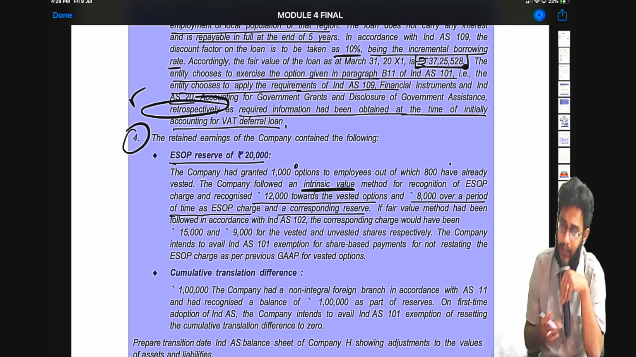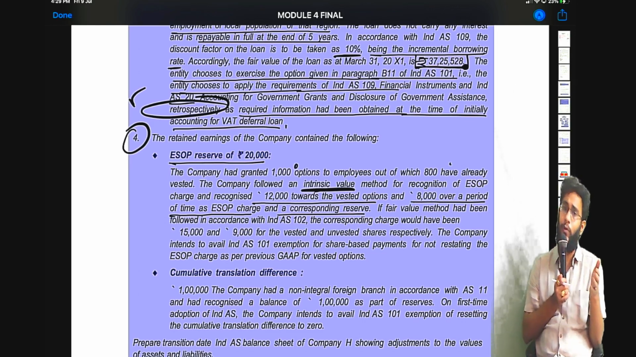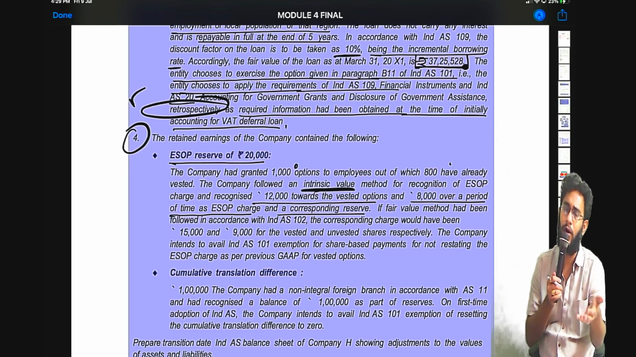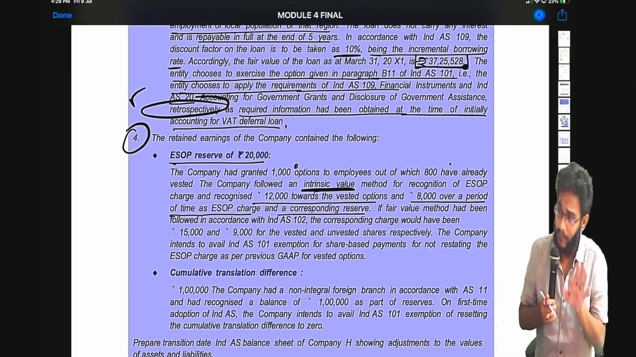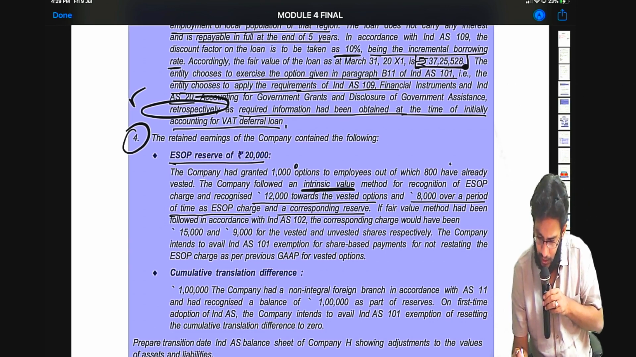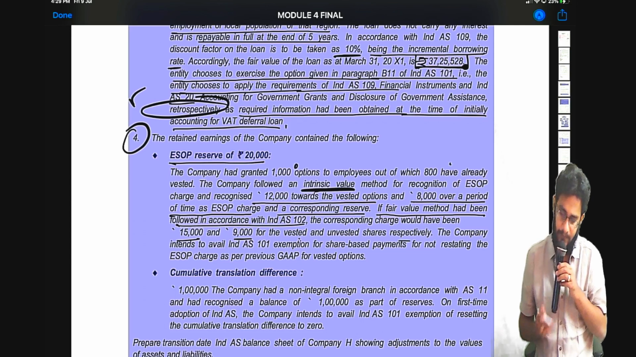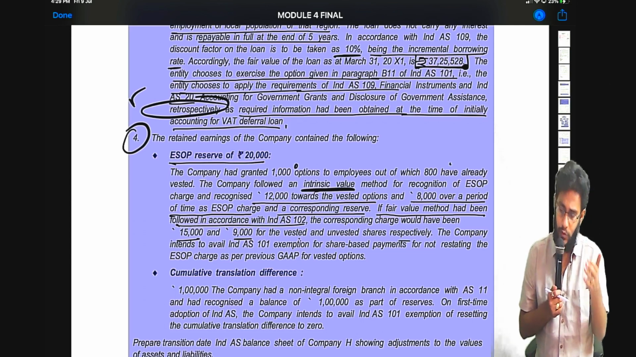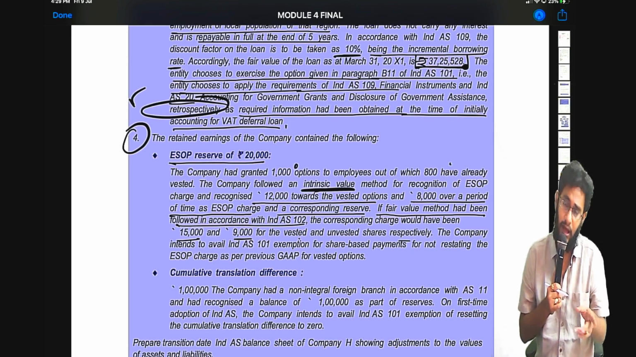So he is giving you a breakup, sir. 20,000 SBP reserve, whatever you have, in that 12,000 is relating to vested options, 8,000 is relating to unvested options, and he is very clearly telling you this fellow has measured options on the basis of intrinsic value and not on the basis of fair value. If the fair value method had been followed in accordance with Ind AS 102, the corresponding charge would have been 15,000 and 9,000 for vested and unvested respectively. In place of 12, you should have had 15. In place of 8, you should have 9,000 had you applied 102.